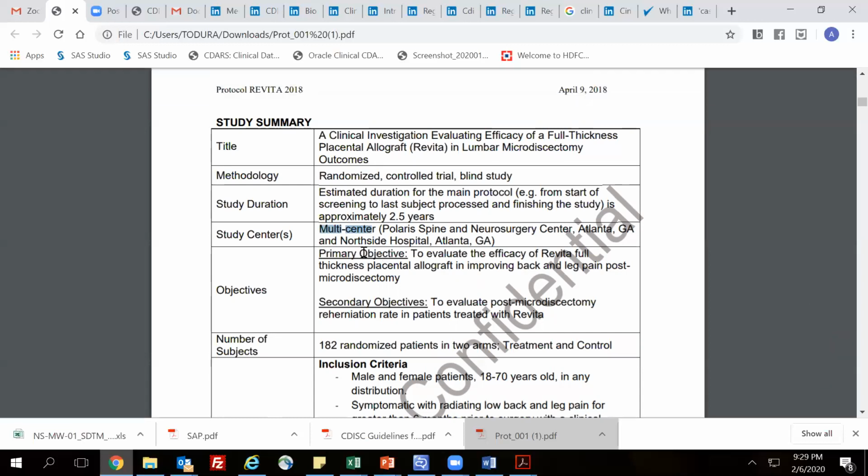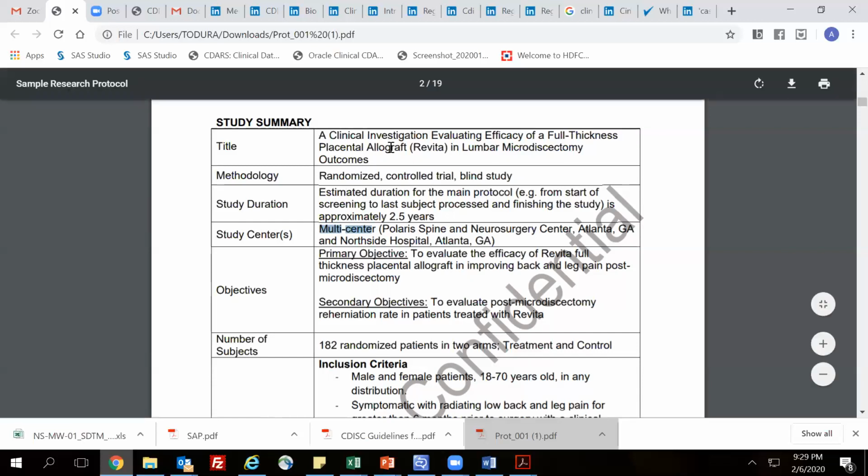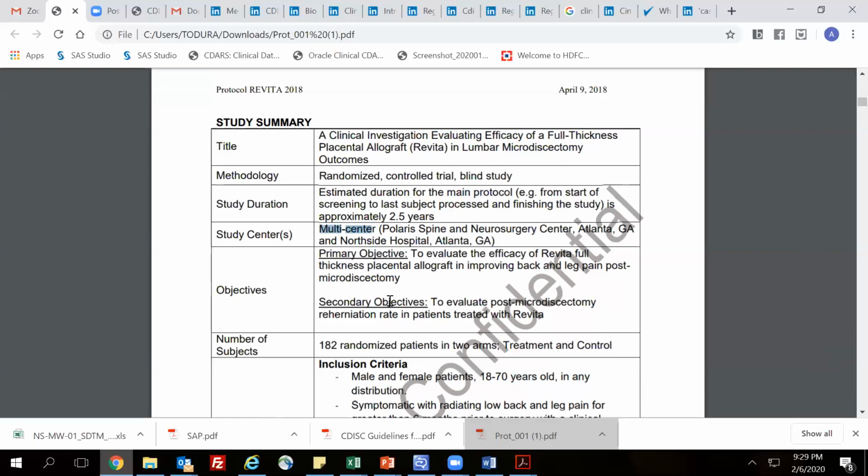Then in the protocol there will be some objectives. What is the primary objective and what is the secondary objective? This is a very important question. When you are interviewed, they will ask this. First question: what is a protocol? Second question: what is a study which you have worked on? It might be an internship or dummy project, whatever. So this title you should know. And then they will ask what the objectives are. So you should know this. This is very important from an interview point of view.